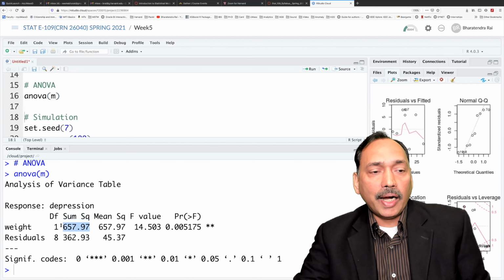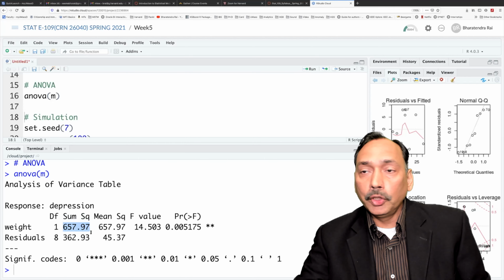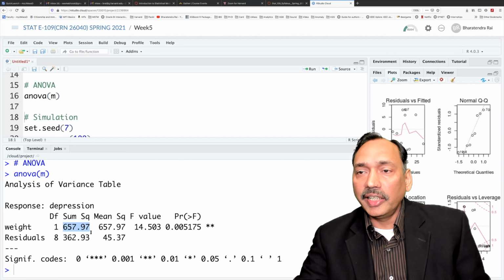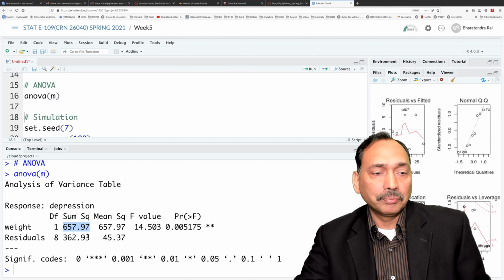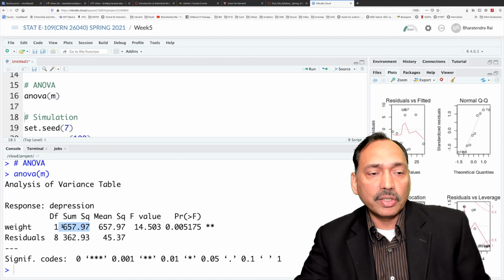And this part is variability captured in terms of sum of squares due to the regression model, so the relation between depression and weight. That is contributing about 657.97. And the error or residual is contributing, thankfully, less, 362.93. If errors are high, then the sum of squares will also be higher.